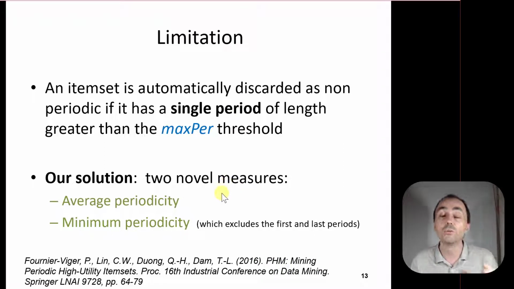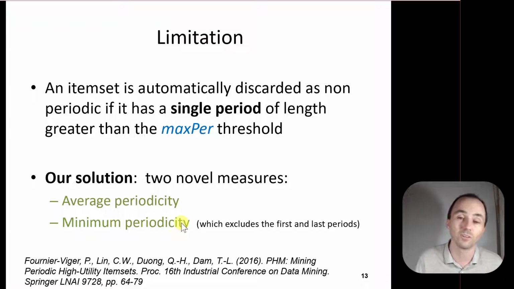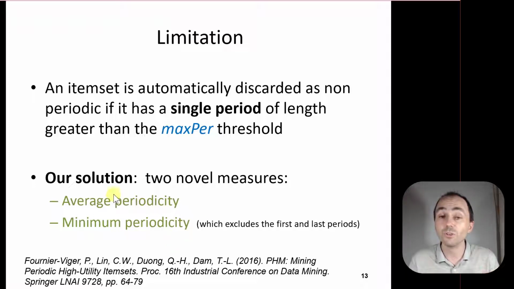It is to be more flexible. So we will use 2 novel measures, called the average periodicity and the minimum periodicity. Average means we look at the item set: is it on average about periodic or not? So on average, does it appear every 2 weeks? Or on average, do people buy every 10 transactions and so on? So this is why we use the average, to be more flexible.